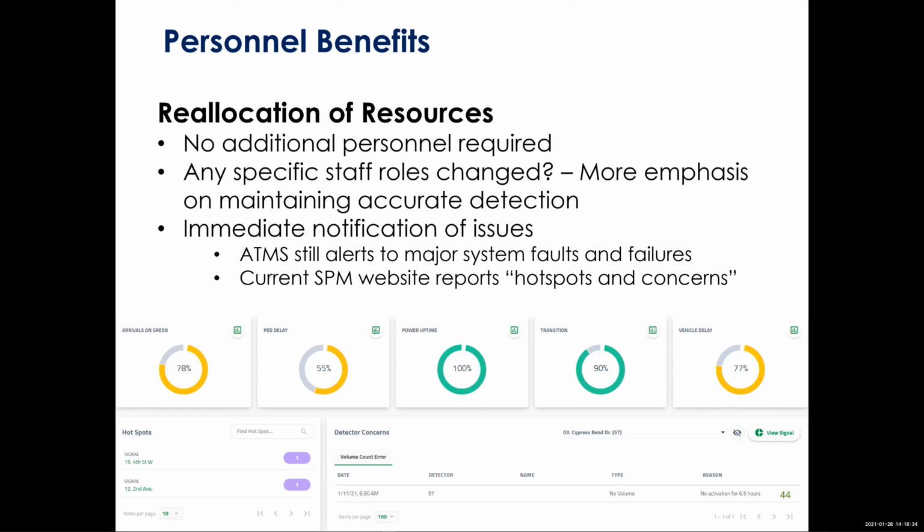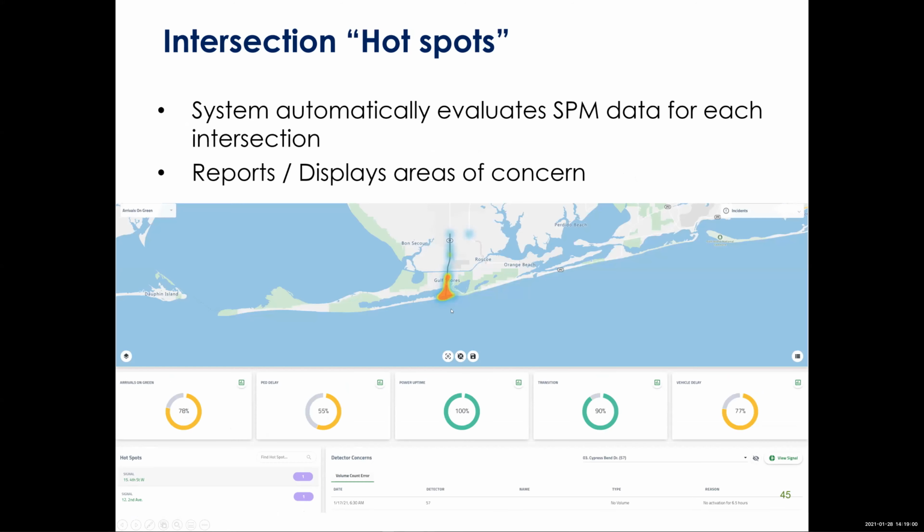But the nice thing about the ATSPM that they're using is they're getting hotspots and concerns from each of the intersections. Again, from the hotspots down here, you can see signals with issues as well as detector concerns where there's no report of activity or an anomaly at an intersection. You can also look at the hotspots on the map. So on a daily basis, technicians can go in there and look at these and decide where the most crucial attention needs to be made.